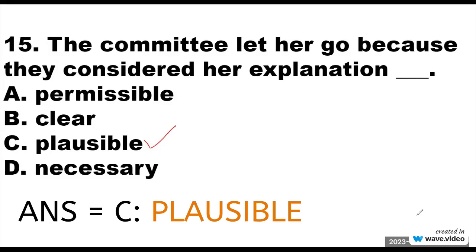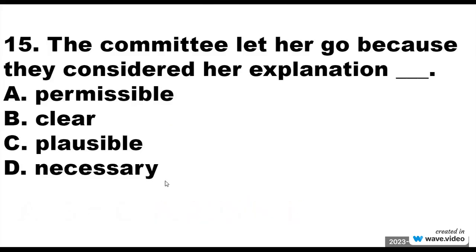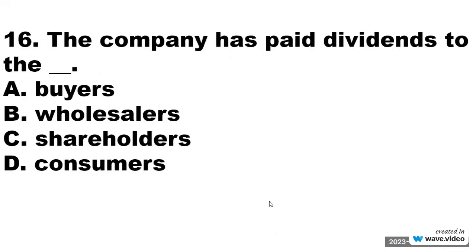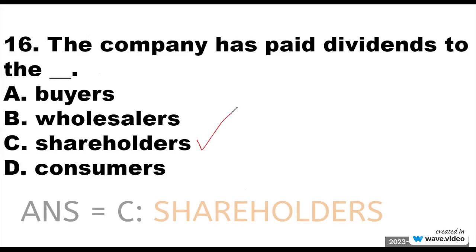So always think about what should be the correct option to fit in that gap. Question number 16. The company has paid dividends to the dash. You know, dividends are what the company pays to those who have bought their shares. And so the option A, buyers, B, wholesalers, C, shareholders, D, consumers. Option C is correct. Okay.